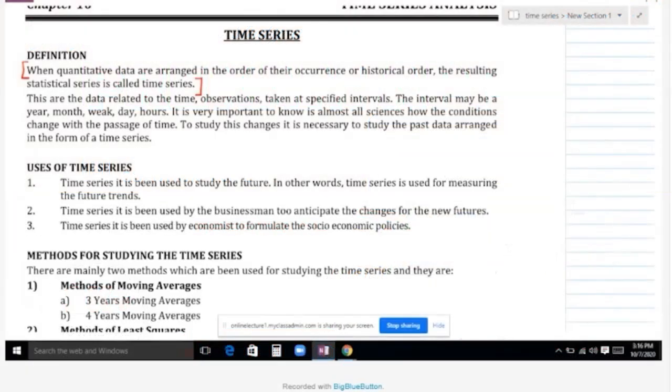Related to the time, observations taken at specified intervals, they have been taken at the specified intervals. The interval may be year, month, week. Make a correction, the spelling of the week is wrong. W double E K, week.